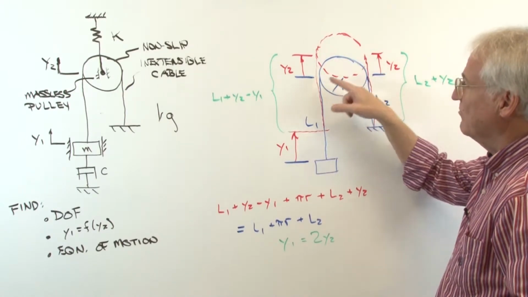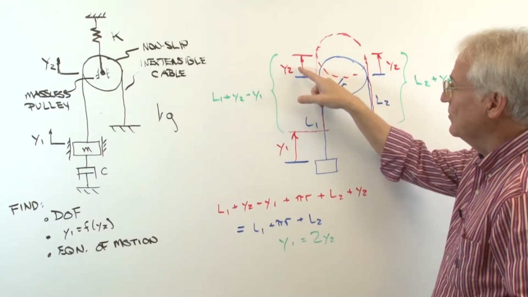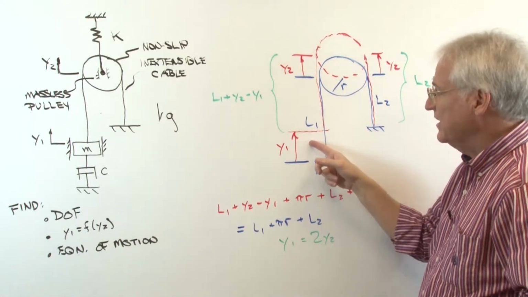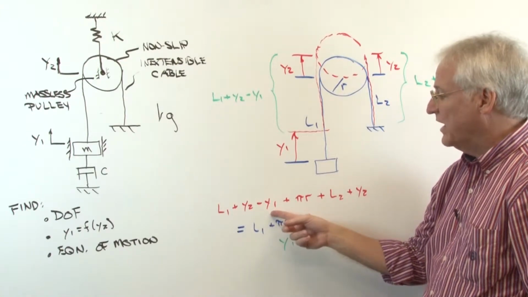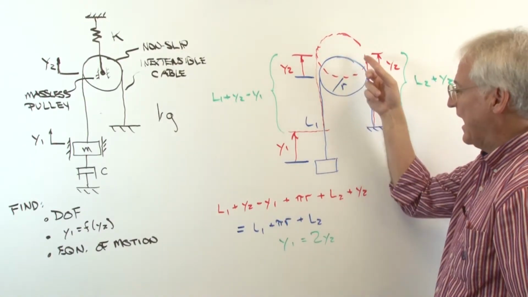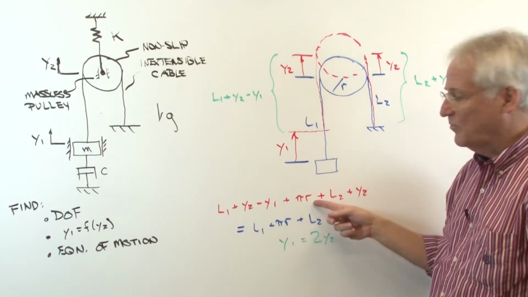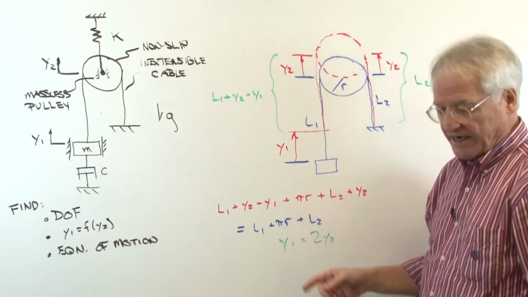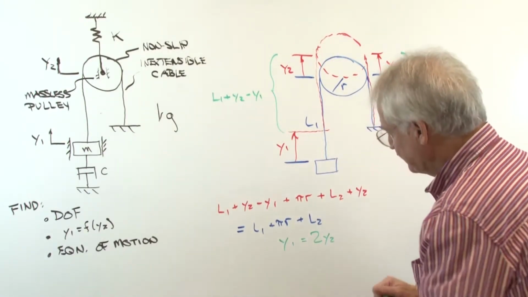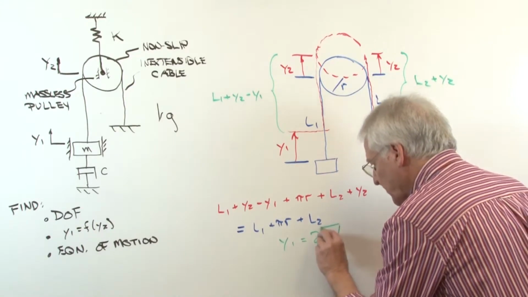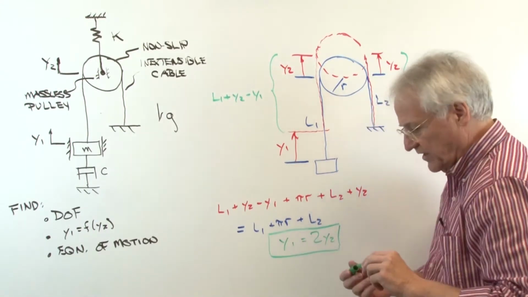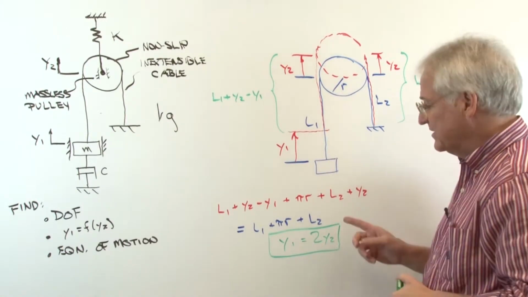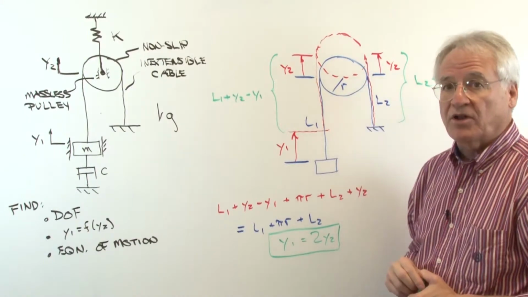After the motion, shown in red, where you see this motion Y2, notice it appears on both sides, Y1 on this side only, L1 plus Y2 minus Y1, and then we add half the circumference of the pulley, and then L2 plus Y2 on the other side. When you subtract these two, you are left with the kinematic constraint we seek, which is that the displacement of mass Y1 is twice the displacement of the pulley Y2.